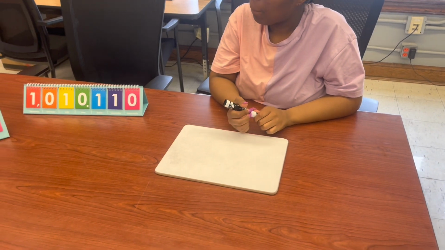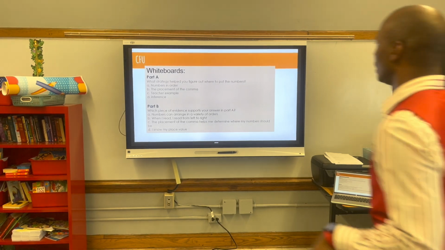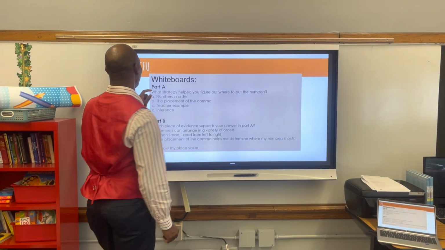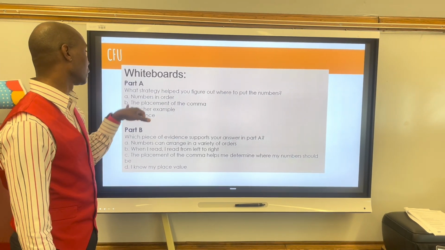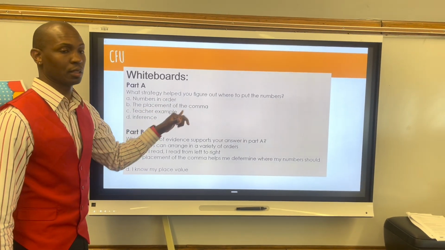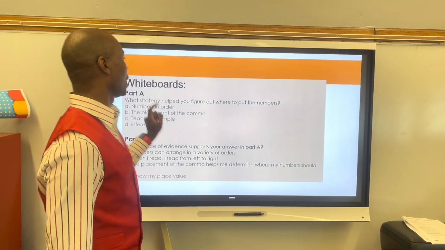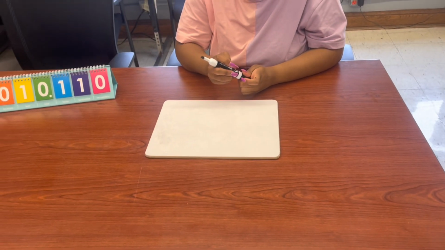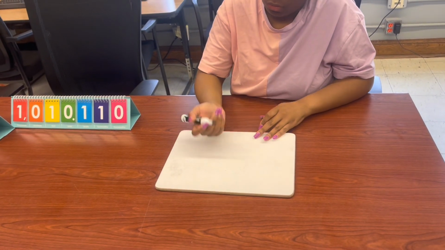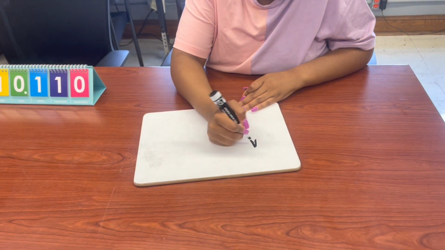And the question says, what strategy helped Dr. Hines put together the numbers, based on what they thought? Was it based on the numbers in order, the placement of the comma, the teacher example, or what they inferred from their learning? So, thinking about it, what helps you get your right number in place? Write down what you think. Write which answer, option A, B, C, or D on your whiteboard. So I would have students write down their option, whether it's A, B, C, or D.